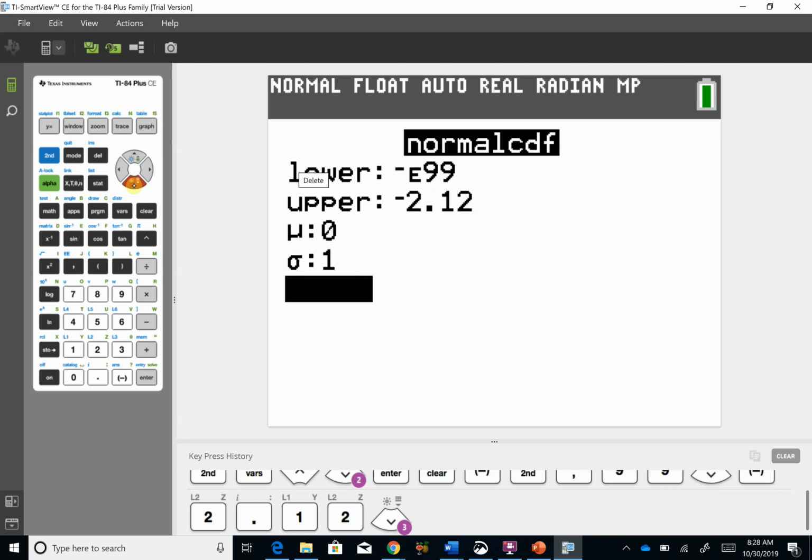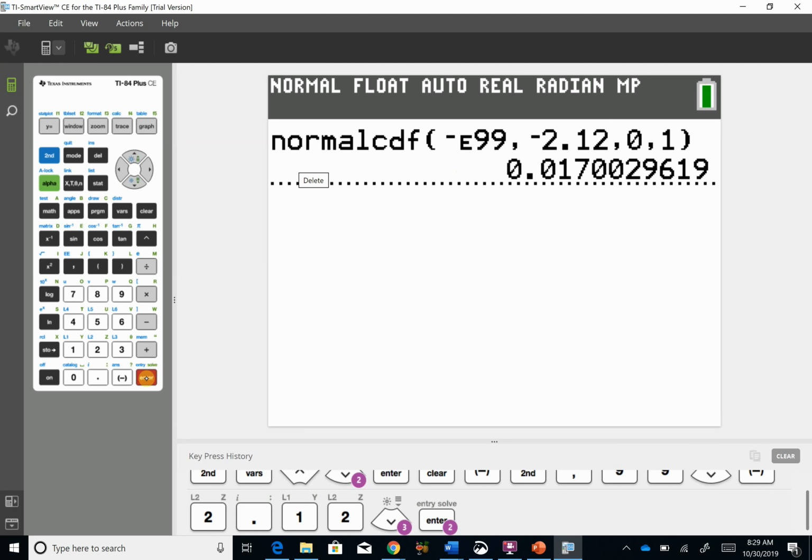If you have one of the older calculators, you're just entering the lower, comma, the upper into your calculator. You don't have to worry about mu and sigma. So just lower, comma, upper in your calculator. Paste it, enter, and there we go. We have the exact value that we had.